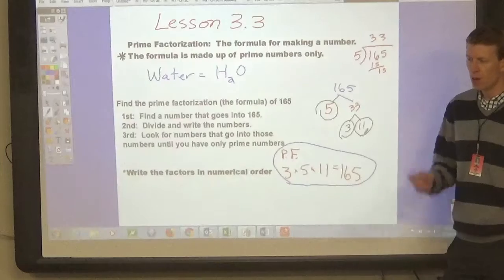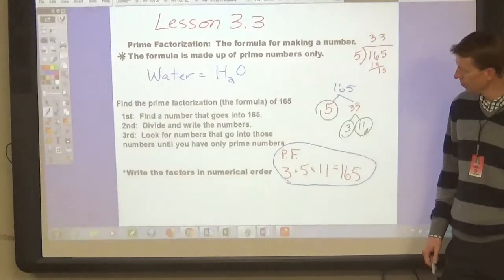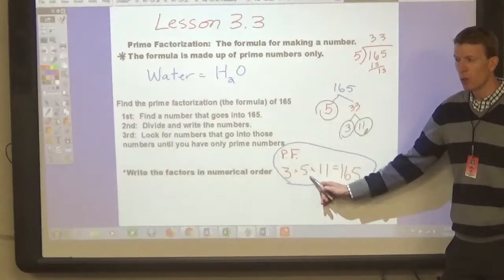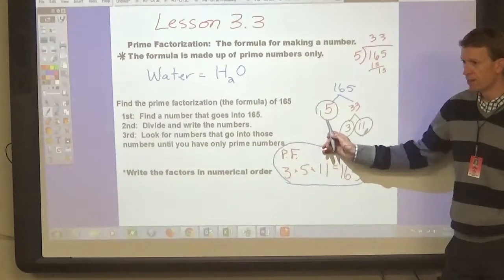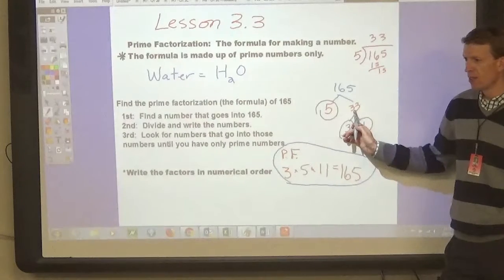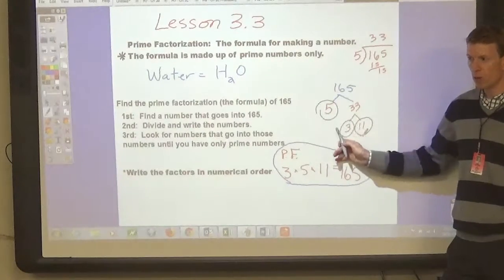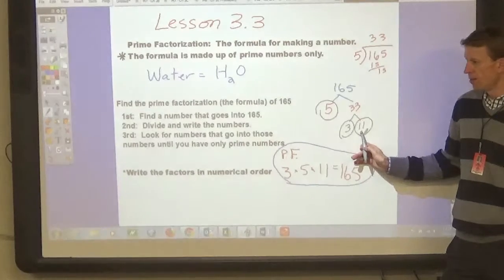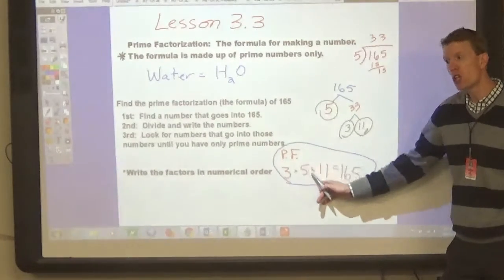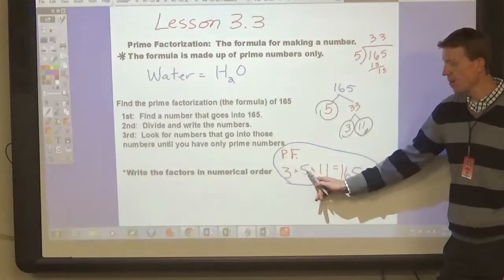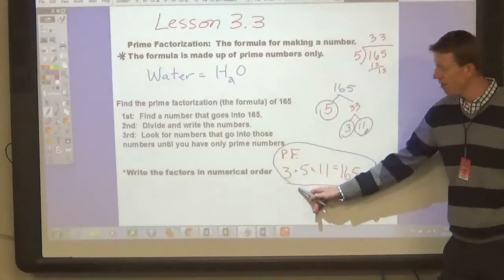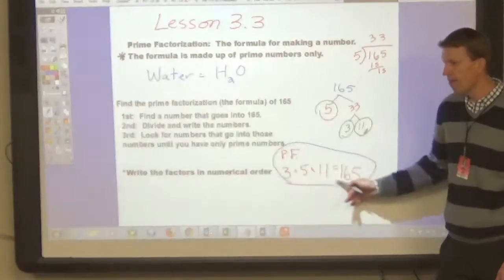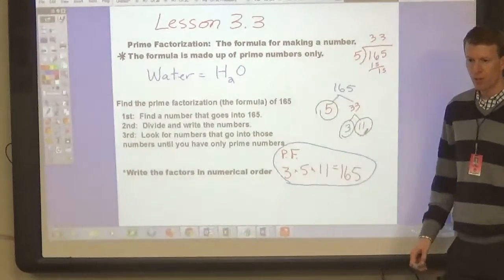Art, is that pretty much just 15 times 11? It is, but 15 is not a prime number. So if you have 15 as one of the numbers, then you'd have to factor 15 and write what equals 15. Yep, and if you check the answer, 3 times 5 is 15, and then 15 times 11 is 165. So then you know you have the right elements. You have the right numbers.